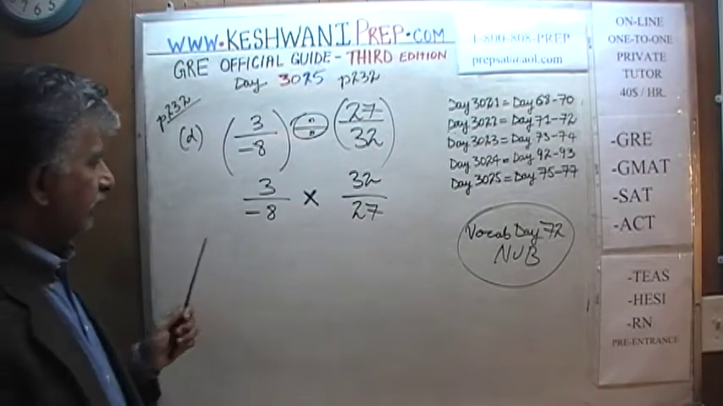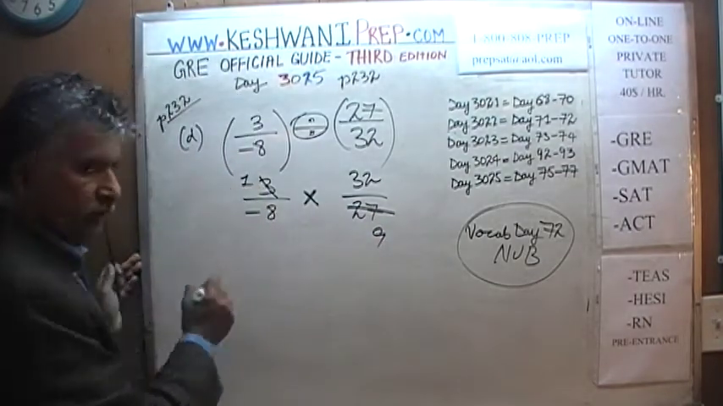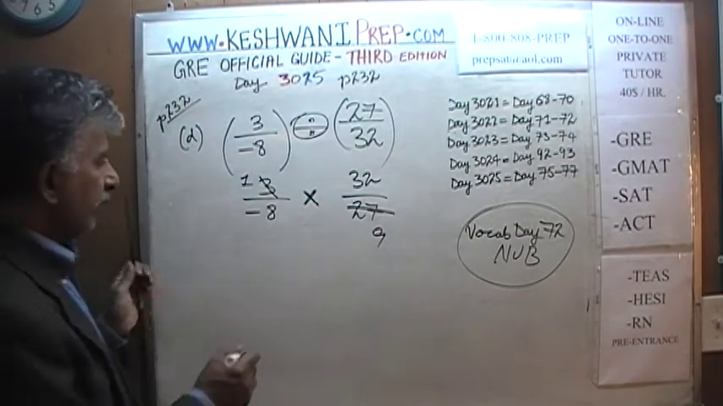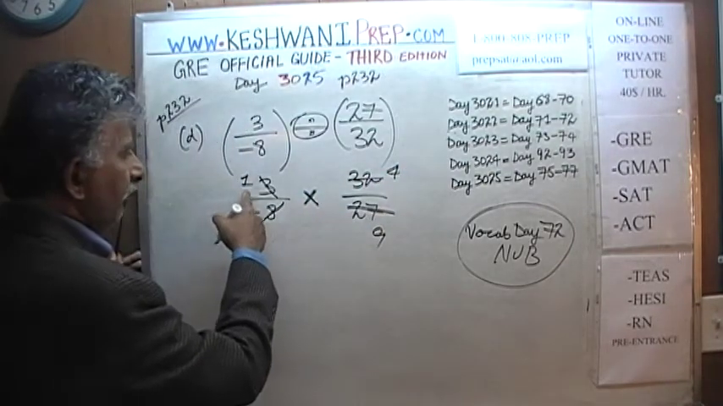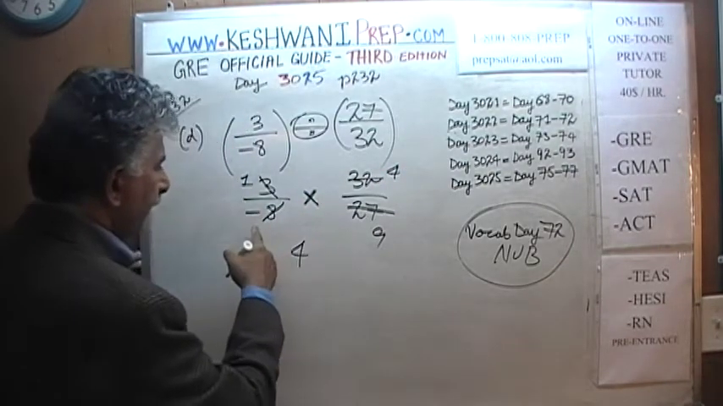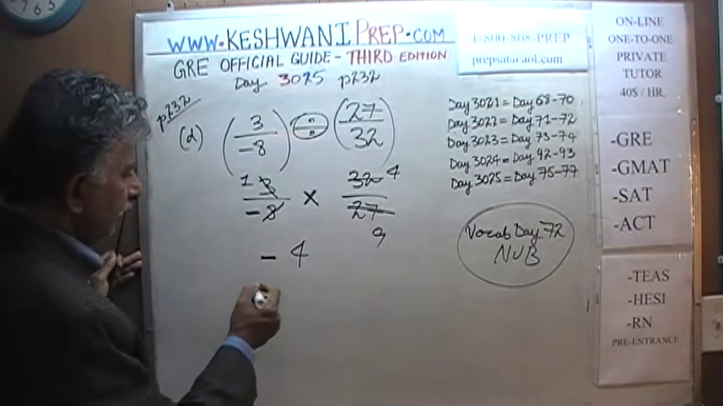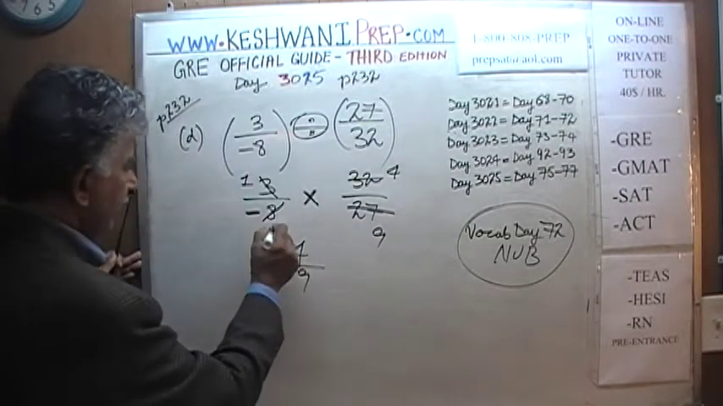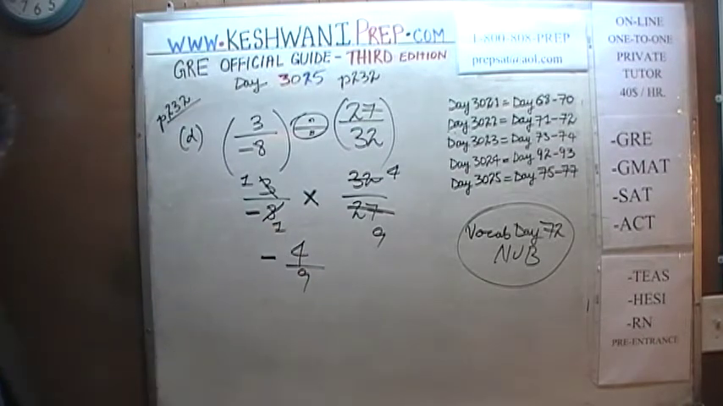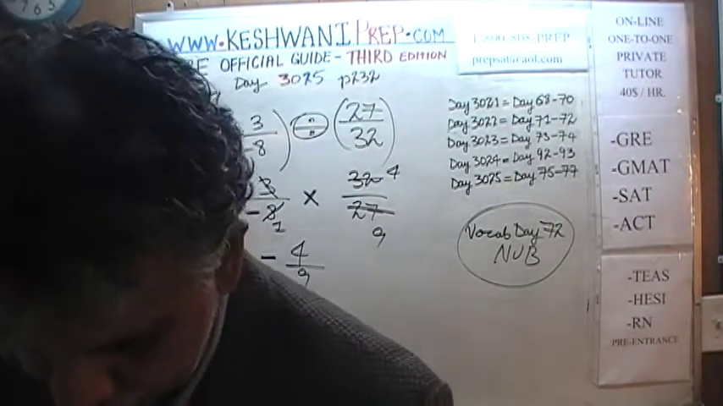Let's divide top and bottom by 3. 3 is going to go away and 27 becomes 9. When I say go away, it just becomes 1. You understand? Let's divide top and bottom by 8. 8 is going to go away and 32 is going to become 4. So we end up with 1 times 4 is 4. And here, don't forget we have a negative sign. So whatever the answer is, it's going to be negative 4. And on the bottom, we have 9. There you go. There is nothing here, it's just 1. So negative 4 ninths is the answer.